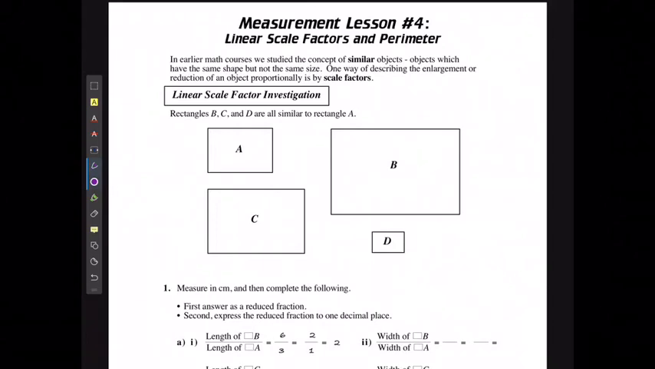For this lesson, we're going to take a look at scale factors and perimeter. In earlier math courses, we started the concept of similar objects. Objects would have the same shape but not the same size. One way of describing the enlargement or reduction of an object proportionately is by scale factors.